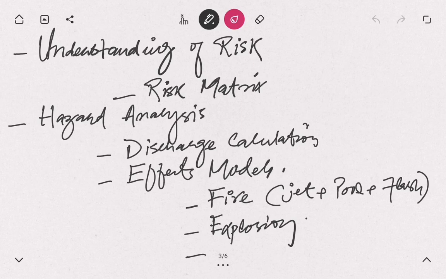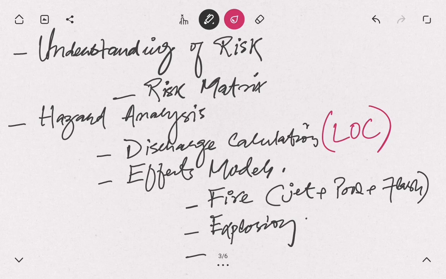And then we will go to the quantitative side of safety engineering, which is basically hazard analysis, where hazard analysis is done by doing the discharge calculations for a loss of containment scenario, normally LOC, and then we will do the calculations to understand the effects models available in the industry. We will do jet fire modeling. We will cover pool fire, flash fire, explosions.